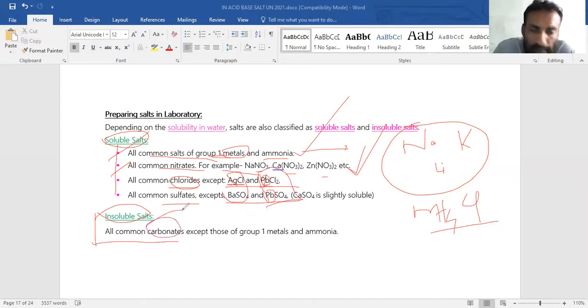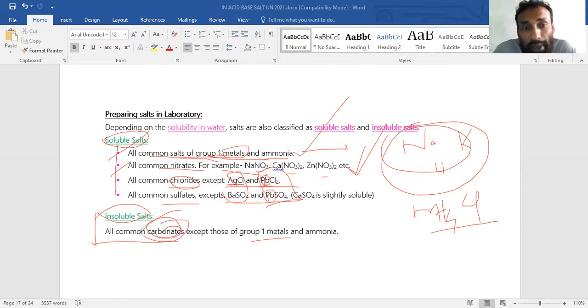All the carbonates are insoluble, but except group 1 metals, because if a group 1 metal is present with any anion, they are soluble. This is first: sodium, potassium, lithium. But if carbonate is present, this is the general statement: if a group 1 metal is present, soluble. If carbonate is present, insoluble. But if you get a compound with group 1 metal and carbonate, what would happen?